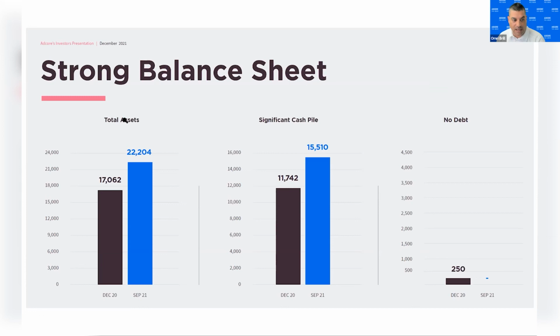Total assets as of September 21 were a bit over $22 million, compared to $17 million in December 20. So that's more than 5 million growth within 9 months. Significant cash pile, again, 15.5 million as of September 21 compared to a bit less than 12 million in December 20. And the company owes no debt. Basically, it's debt-free. We used to have a small debt, which was COVID-related, and it was long gone already.